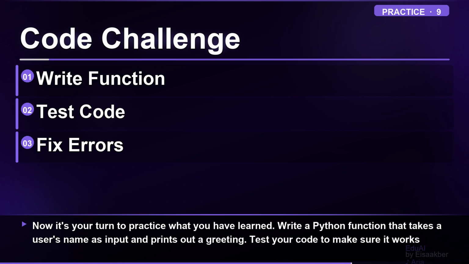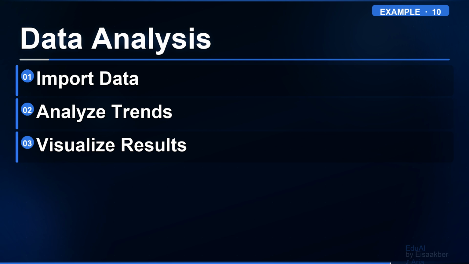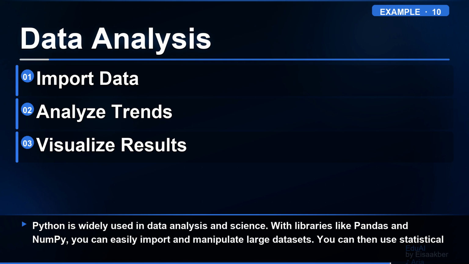Python is widely used in data analysis and science. With libraries like Pandas and NumPy, you can easily import and manipulate large datasets. You can then use statistical methods to analyze trends and patterns in the data, and visualize the results using libraries like Matplotlib. For example, you might use Python to analyze the sales data for a company, and then use that information to make predictions about future sales.